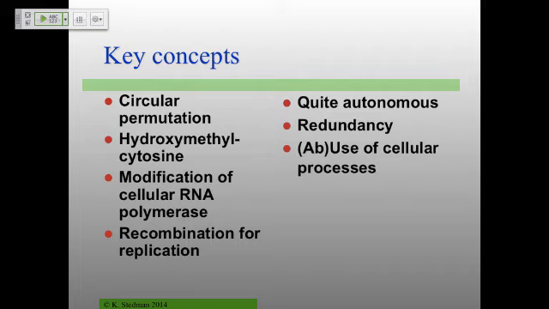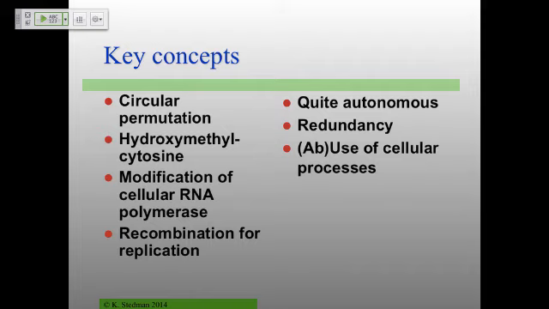So it turns out that this recombinational approach is absolutely critical for how T4 replicates, but also we learn a lot about how DNA repair works. The virus is really pretty autonomous. Yes, it does depend on the cellular RNA polymerase, but other than that, it's really pretty autonomous.